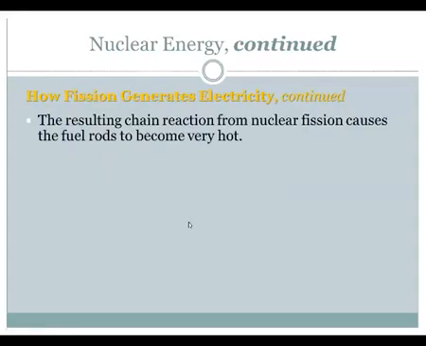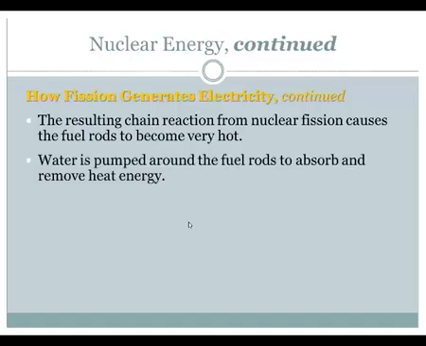So the resulting chain reaction from nuclear fission causes the fuel rods to become very hot. So heat is released, light is released. We then pump water around the fuel rods to absorb and remove the heat. The water that is pumped around the fuel rods is a separate circuit from the water that is actually used in the generators. The reason that it is separate is because the water then becomes very radioactive. You don't want radioactive material coming in contact with individuals that are working on or working with the reactor itself.